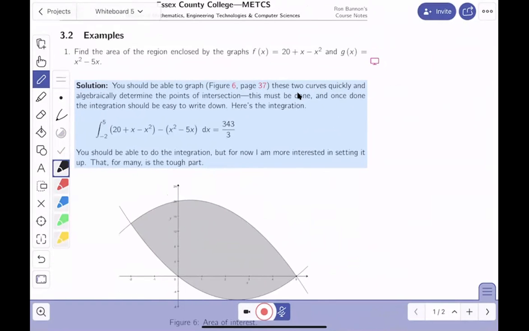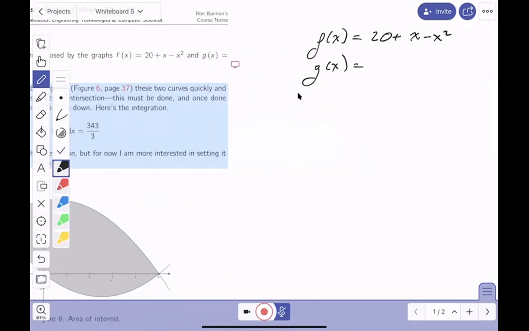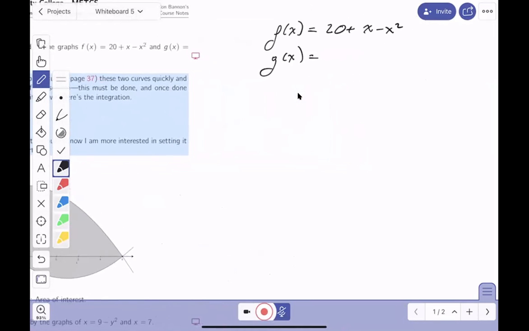Why would you need to get a visual for it? To get a visual, there are two graphs for me to put down. I'll write them down for you. One is f of x equals 20 plus x minus x squared. And the other one is g of x. And what's that equal to? x squared minus 5x.